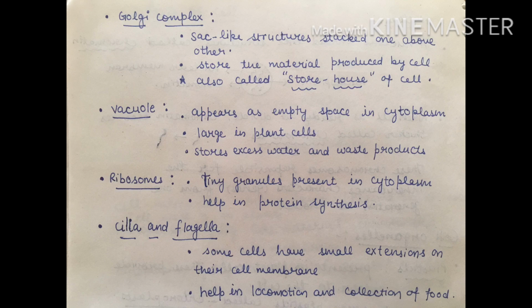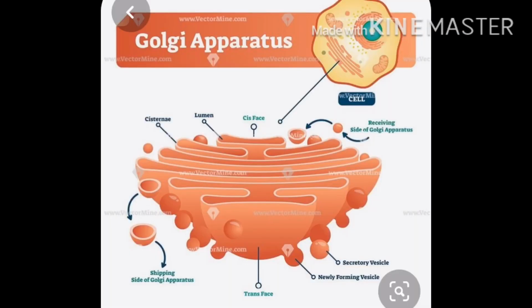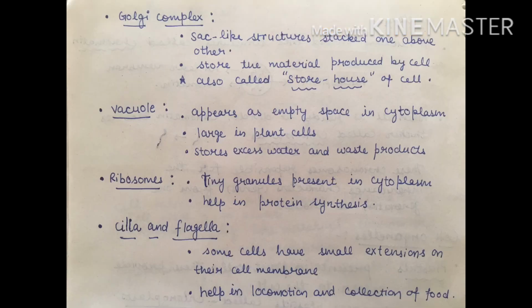Next cell organelle is Golgi complex, Golgi apparatus, or you can say Golgi body. It's a sac-like structure stacked one above the other, and it stores the material produced by the cell. That's why it is also called a storehouse of the cell. Previously we studied about mitochondria, the powerhouse of the cell, but Golgi complex is a storehouse of the cell. Let's have a look at how the Golgi apparatus looks. It's a sac-like structure. You can see here in the picture a Golgi apparatus.